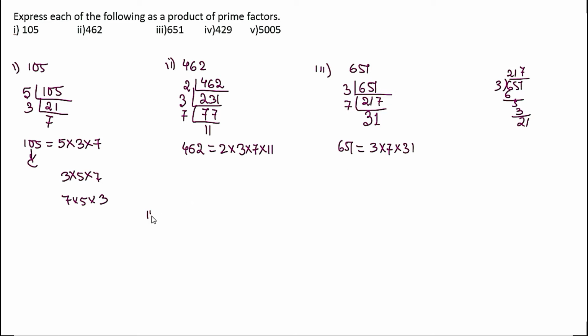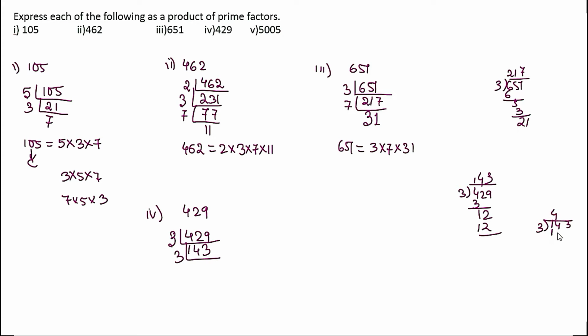So let's check the fourth sum, 429. Let's find out the factors. It is a number that is divisible by 3. So 429, 3. 3 1s are 3, 12. 3 4s are 12. 3 3s are 9. So 143. If I check 143, so 3 4s are 12.